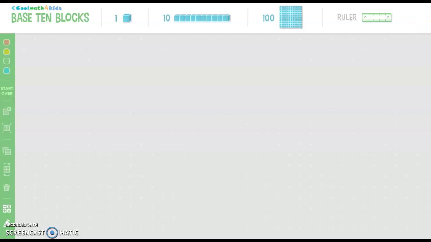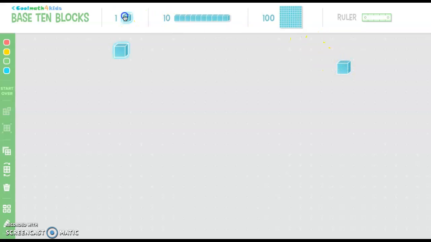Today we're going to be reviewing base 10 blocks and using base 10 blocks to represent a number. First, we're going to talk about the value of them. If we were to bring this down to our board, this would represent 1, and we call it a cube. We can call it a ones, and the value of it is 1.